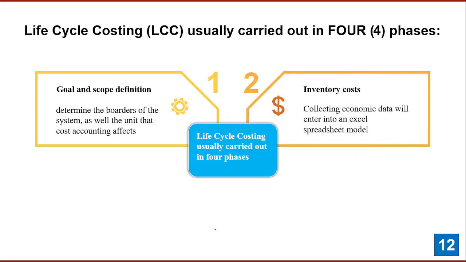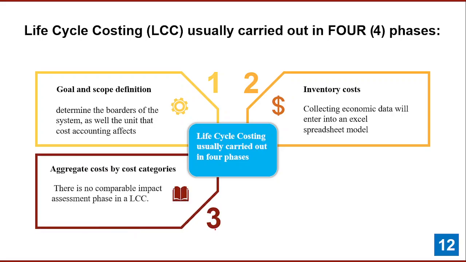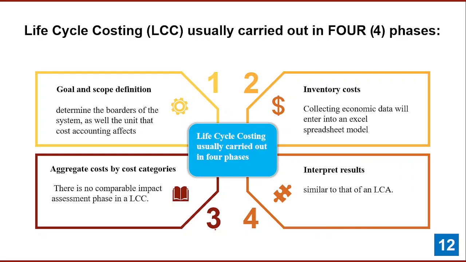Collecting economic data, which will be entered into an Excel spreadsheet model, and we will calculate all the costs. And the third one is aggregating costs by cost categories. There is no comparable impact assessment phase in LCA. And the fourth phase is to interpret the result, similar to that of an LCA.